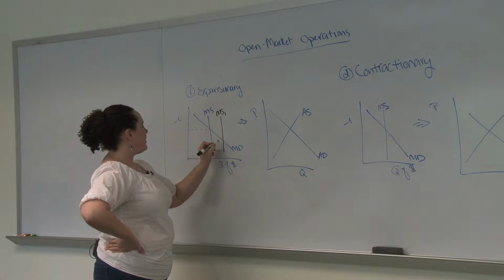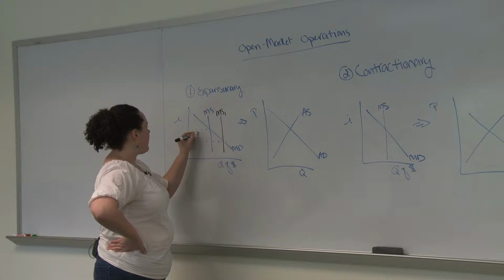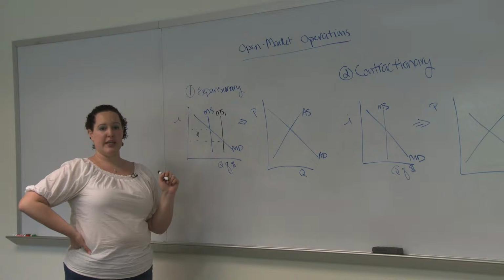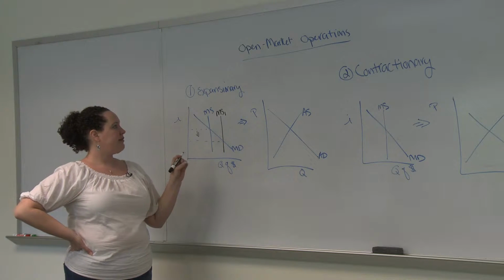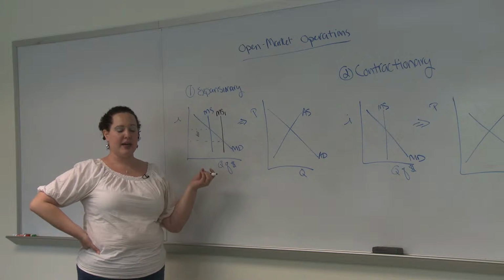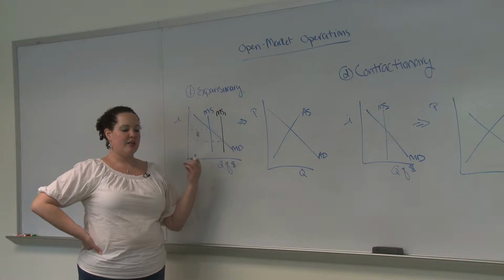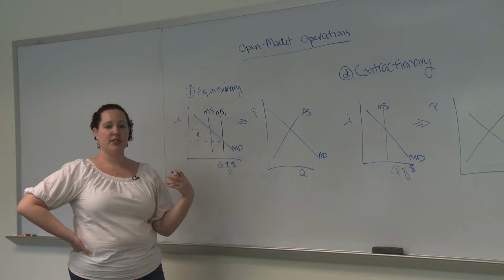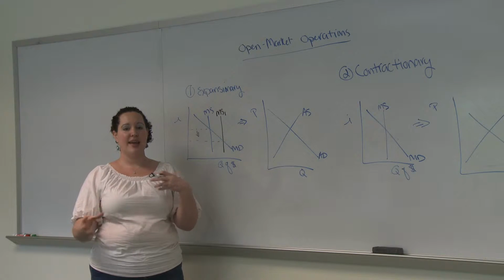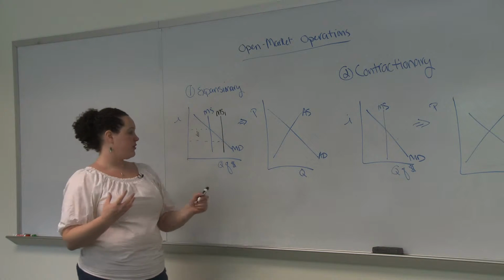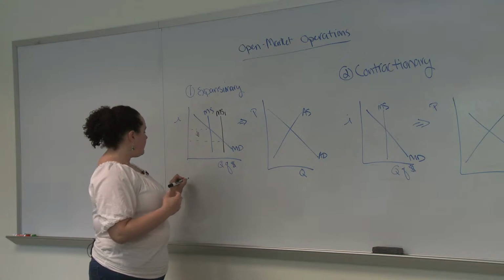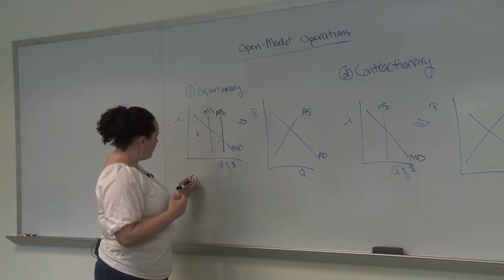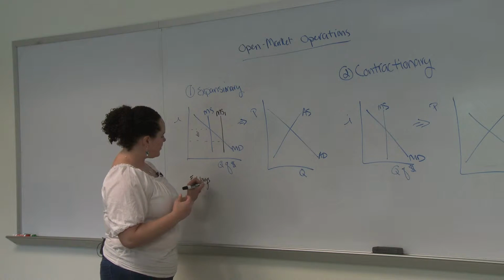And when we increase the money supply, we lower the interest rate. The way the Fed increases the money supply is by buying bonds or stocks from banks and giving them money in exchange for those. So with expansionary monetary policy, the Fed buys bonds from banks.